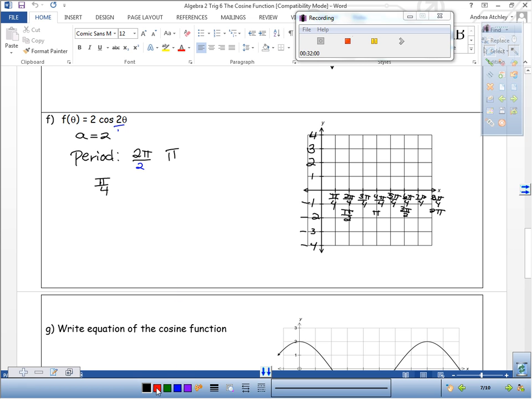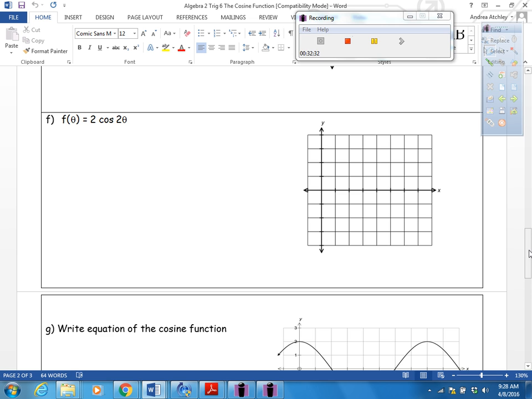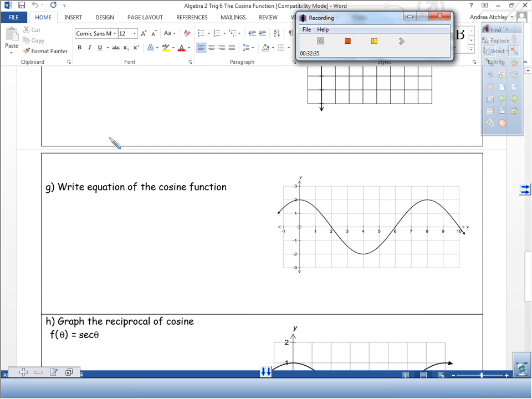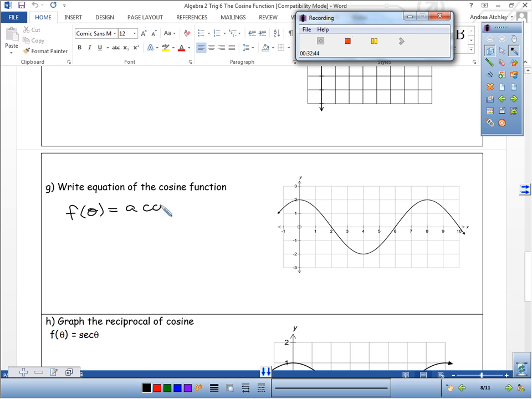Okay. Then our pattern starts at the amplitude of 2, goes to 0, negative 2, 0, 2, 0, negative 2, 0, 2. Any questions over that? We're good? Okay, now we're going to write the equation of cosine. So again, our equation should be f of theta equals a times the cosine b theta.